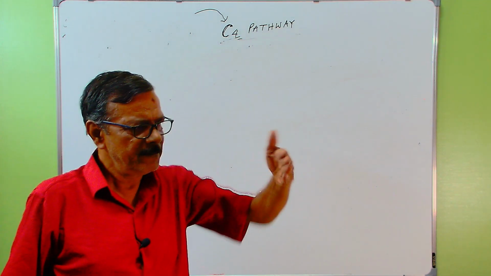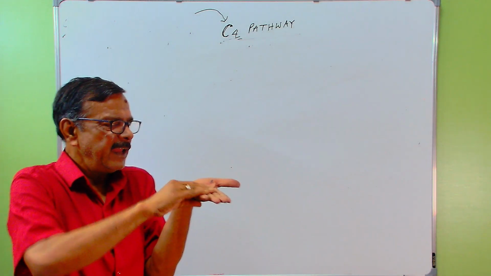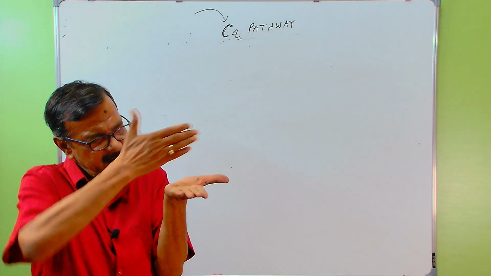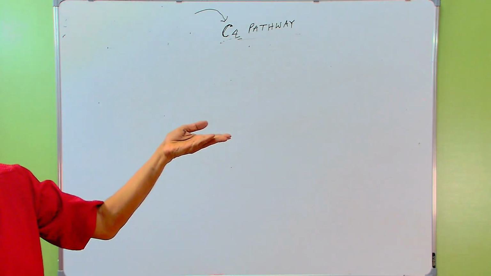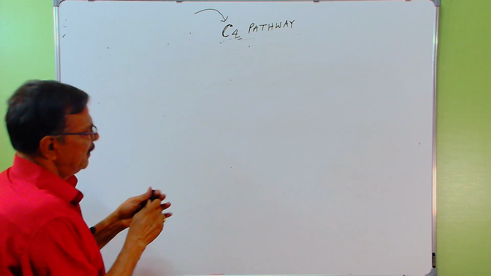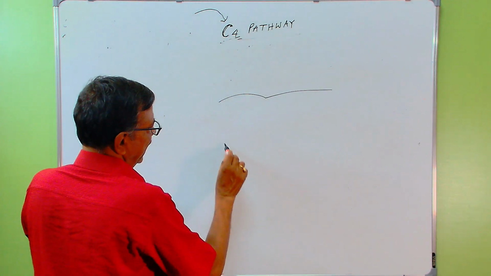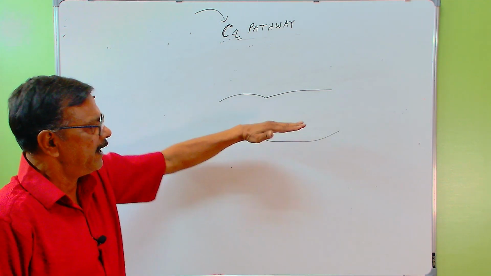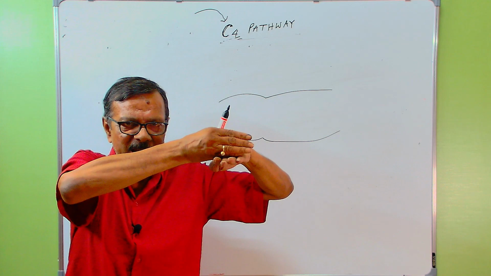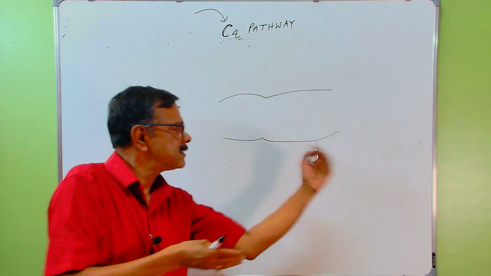Take a leaf. Suppose this is a leaf. You take a leaf and you cut this leaf in this way, transverse section. So I am writing the leaf in that way. It is the upper portion and it is the lower portion. I have cut the plant in this way. So this is the upper portion, this is the lower.